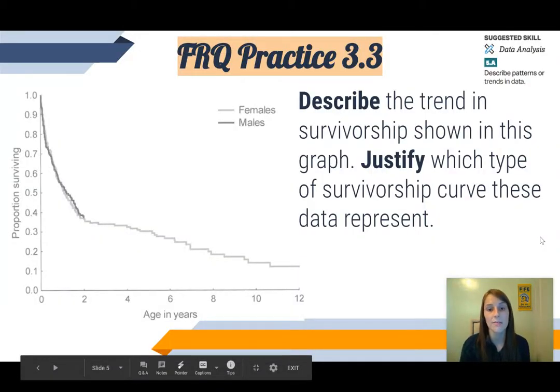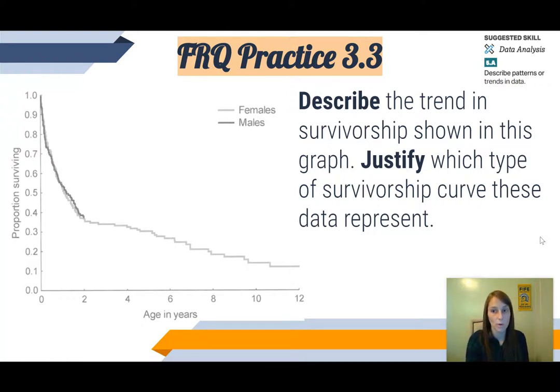Now your practice FRQ for 3.3 is going to be looking at this graph, and I want you to describe the trend in survivorship shown in this graph. Then I want you to justify which type of survivorship curve these data represent. So that's your FRQ for 3.3, and those were your notes on section 3.3 about survivorship curves.